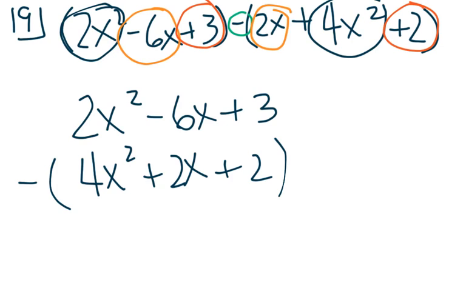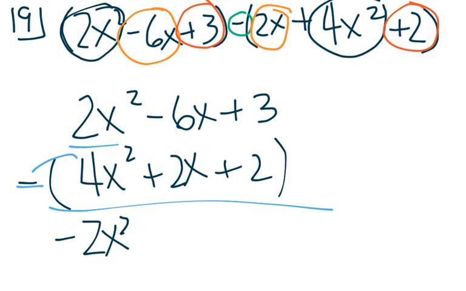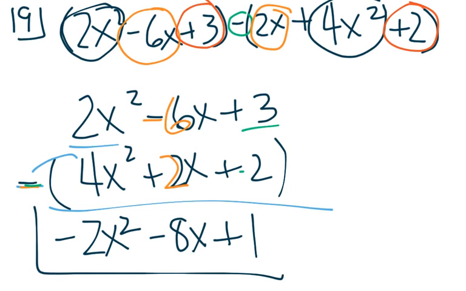So we have 2x squared minus 4x squared. And that is going to be negative 2x squared. So we have negative 6x minus positive 2x. So negative 6 minus 2, or negative 6 plus negative 2, is negative 8x. And over here we have 3 minus 2, so this is going to be 1. So this is your answer for number 19.